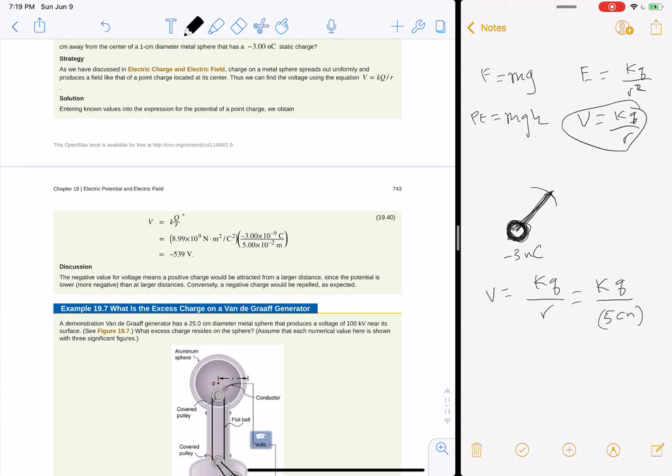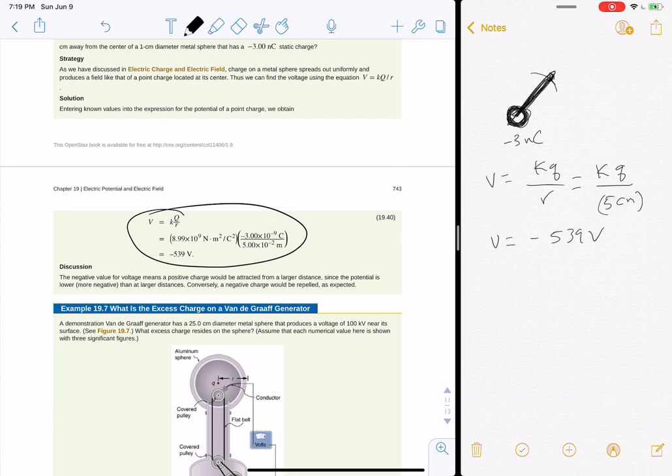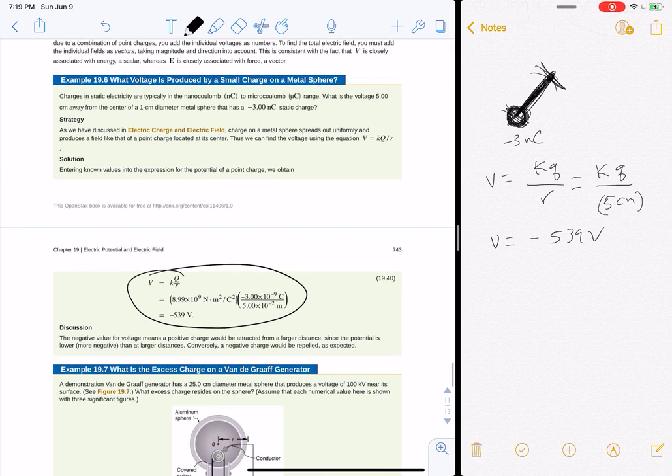Okay, and yeah, so there's a solution here. Our voltage potential at this point out here is going to be 8.99 times 10 to the 9 newton meter squared per coulomb squared, times our minus 3 times 10 to the minus 9 coulombs, that's a nanocoulomb, divided by 5 times 10 to the minus 2 meters. And that gives you a voltage of minus 539 volts. Okay, so that would be the potential difference between out here and in the center of that object.